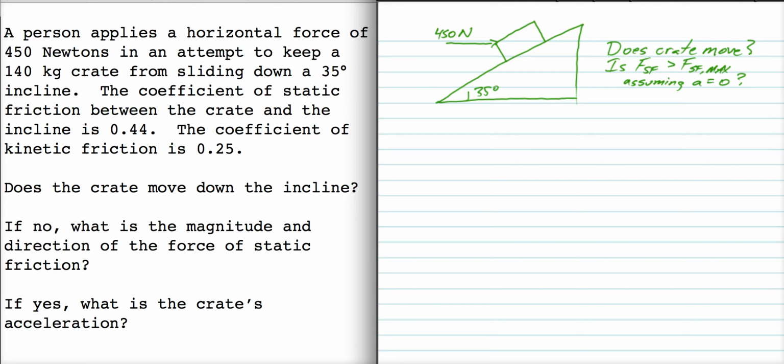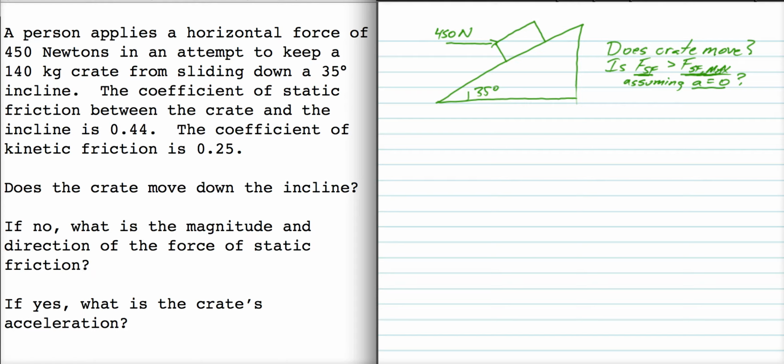So what we're going to do is assume the acceleration is equal to 0, solve for the force of static friction, and compare it to the maximum possible force of static friction. If the maximum possible force of static friction is 50 newtons, but we need 150 newtons to keep it in place with static friction, then that's not going to work, and it's going to move.